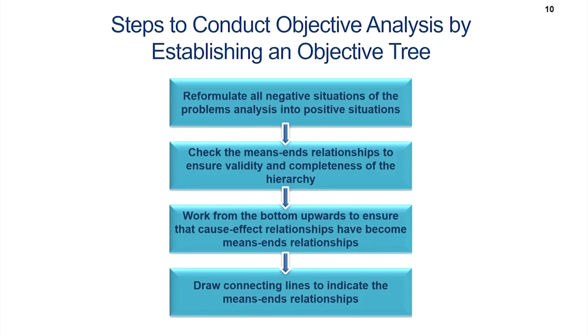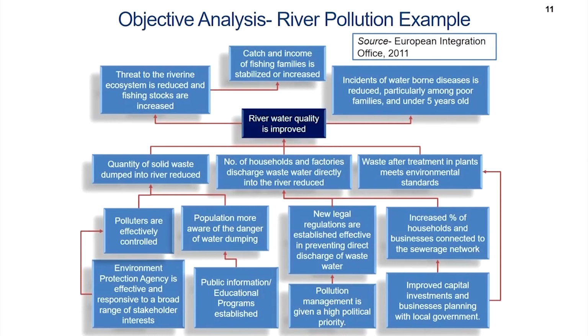Now, you will see how we turn the problems into objectives. So, how do we do that? We first begin by reformulating all negative situations of the problem analysis into positive situations. Then we check the means-ends relationships to ensure validity and completeness of the hierarchy. We work from the bottom upwards to ensure that cause-effect relationships have become means-ends relationships, and then we draw connecting lines to indicate the means-ends relationship. So, this is how. Now, you see a similar kind of thing we saw in the case of problem analysis. We created a problem analysis or a problem tree, and now we are entering into objective analysis.